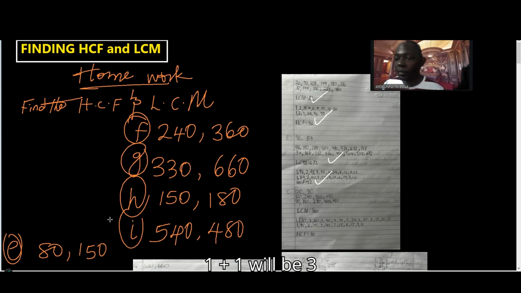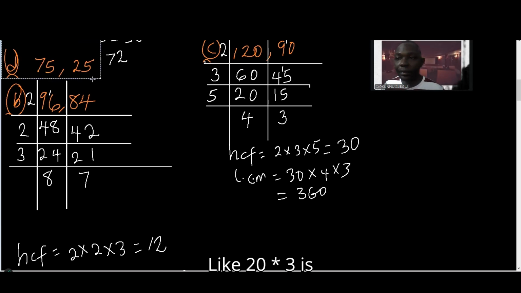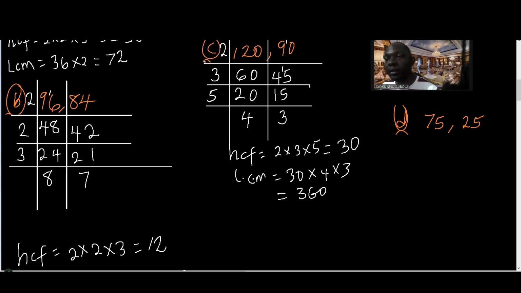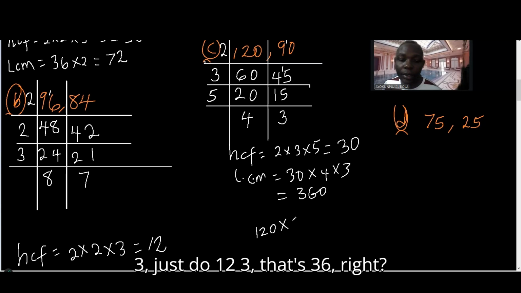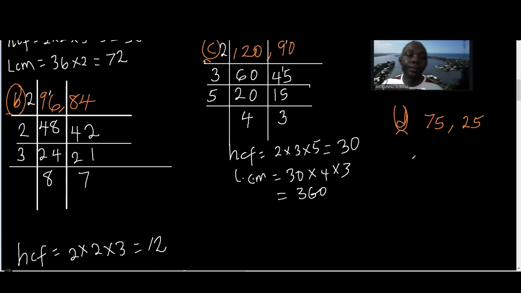1 plus 1 plus 1 will be 3. 2 plus 2 plus 2. 120 times 3 is 360. Just when you want to do 120 times 3, just do 12 times 3. That's 36, right? Yes. Then you put a 0, then you get 360.